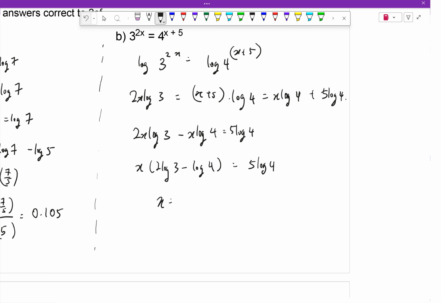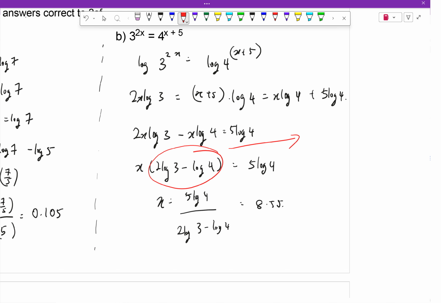Which the final answer is just 5 log 4 divided by 2 log 3 minus log 4. Like that. And on the calculator, that is the final answer for three significant figures. There is one mistake a lot of students will make here. What will they do? What they will write is log 3 over log 4 times by 2.